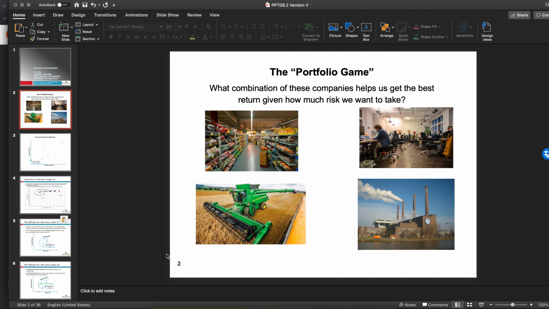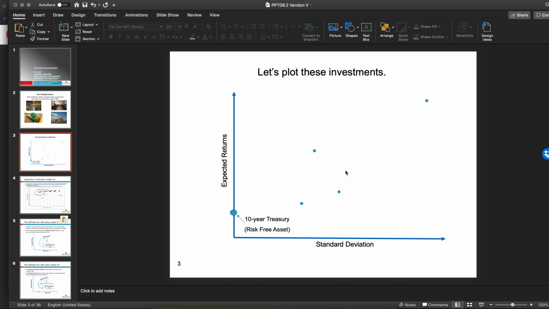The last part of the lecture for this section is on putting all of these things together. So we played the portfolio game, and we've been playing this for the last couple lectures, which is: what combination of companies would we be happy with for our own portfolio? And we usually end up with a graph that looks something like this.